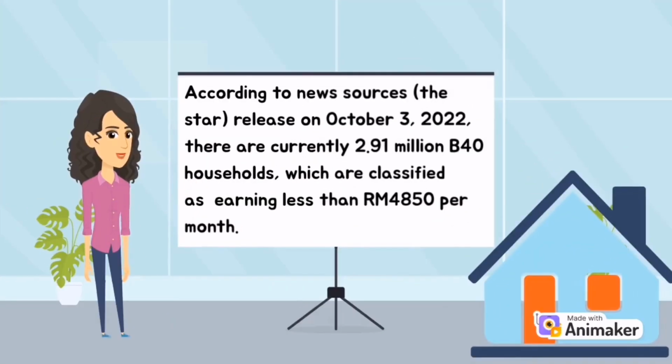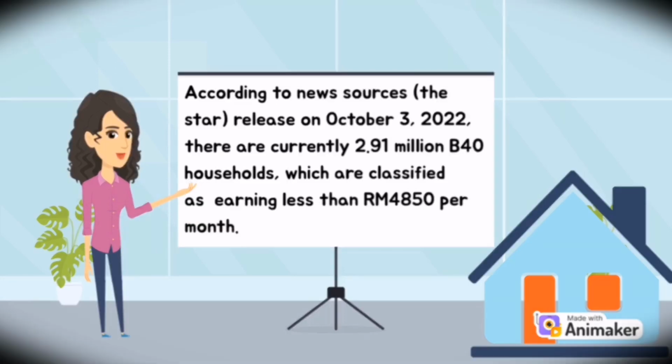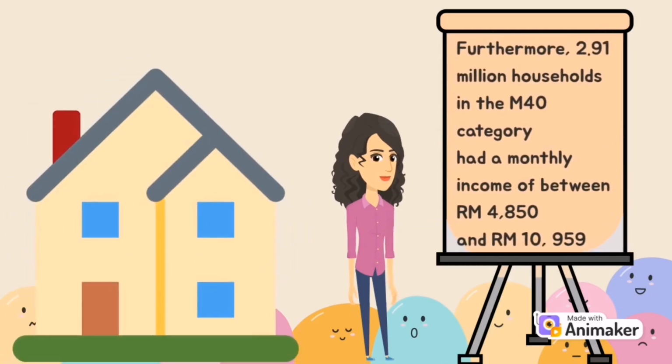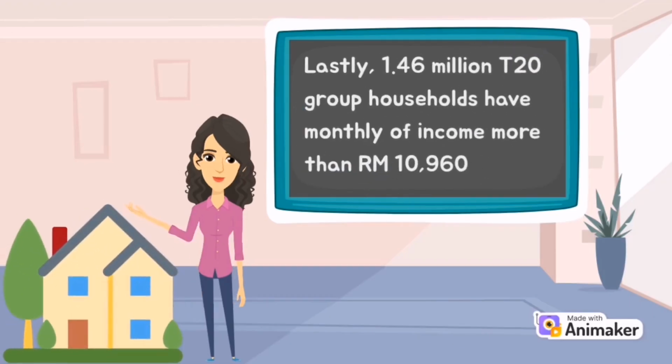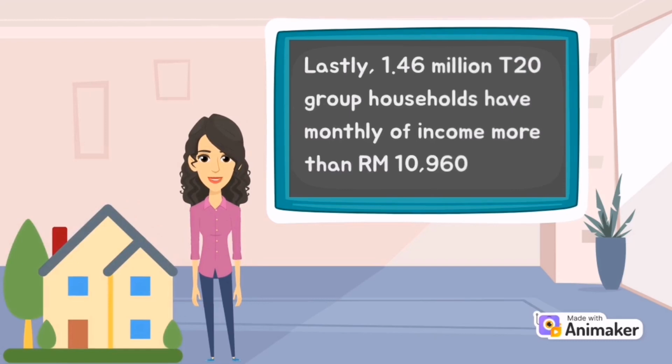According to news sources, which is the Star newspaper released on October 3, 2022, there are currently 2.91 million B40 households which are classified as earning less than 4,850 ringgit Malaysia per month. Furthermore, 2.91 million households in the M40 category had a monthly income of between 4,850 ringgit Malaysia and 10,959 ringgit Malaysia. Lastly, 1.49 million T20 group households have a monthly income of more than 10,960 ringgit Malaysia.